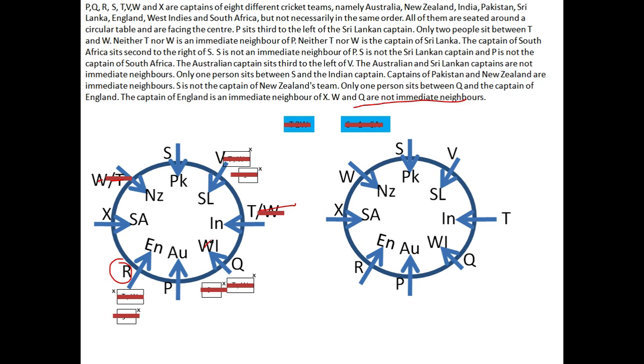Now if you have made this arrangement, you can easily answer all of the questions on the basis of this sitting arrangement. For example, a question of this quiz may be something like this: who is the neighbor of both South Africa and Pakistan? W is the neighbor of both South Africa and Pakistan. This type of question may be asked, but the main challenge is to make an appropriate sitting arrangement.